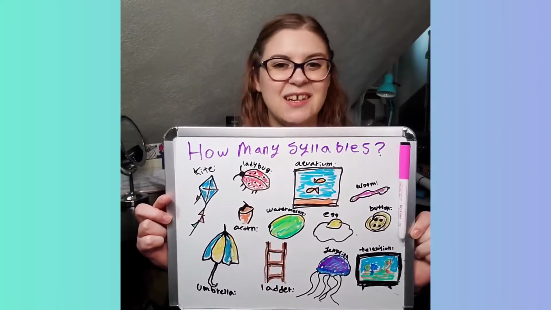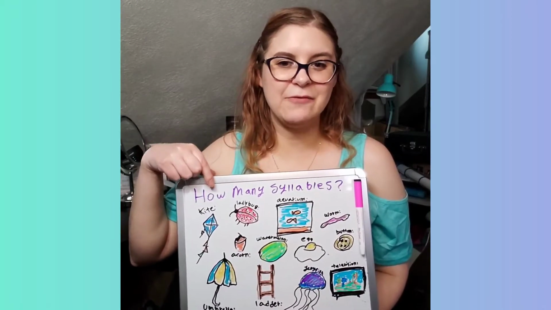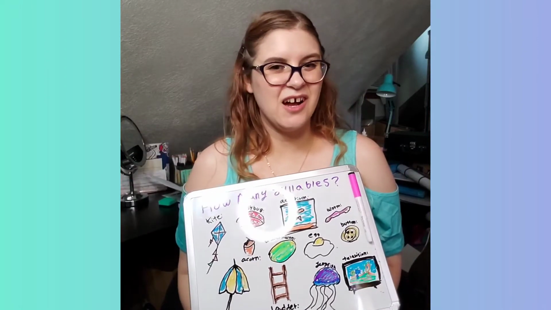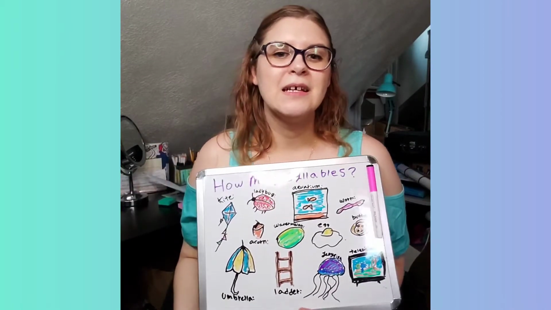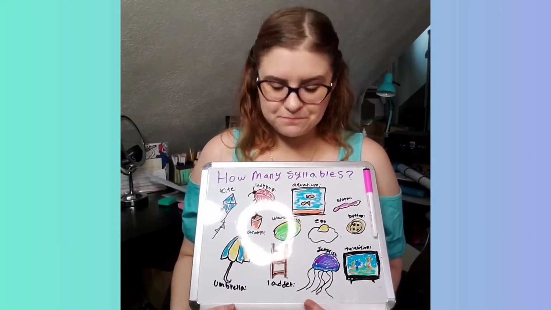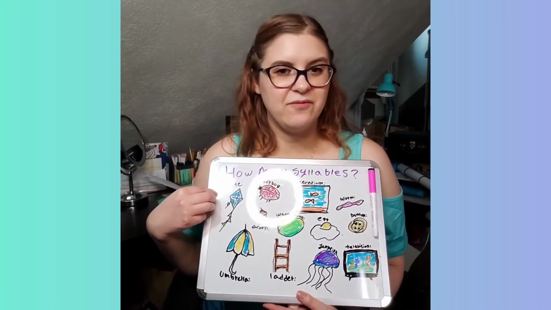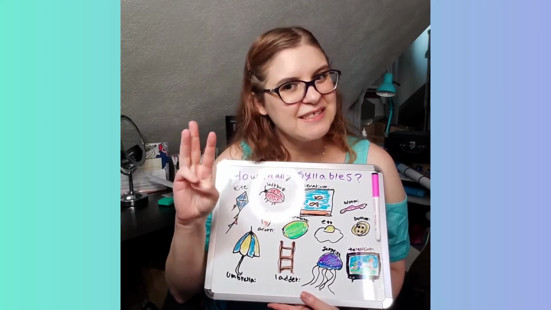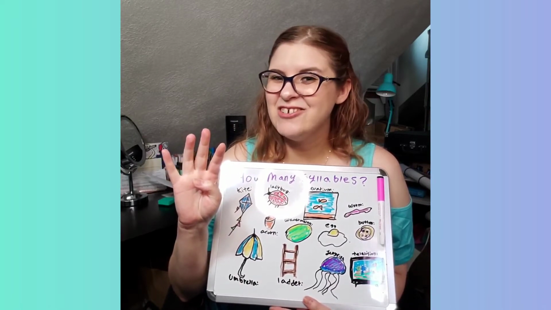So for this game, I drew a bunch of pictures and I put their names next to each picture. And at the top of my board, I wrote how many syllables. Oh, even syllable is kind of a long word, especially if you add an S at the end for syllables. So let's see how many syllables all of these things have. There will be a few with 1 syllable, a few with 2 syllables, a few with 3 syllables, and even a few with 4 syllables. But I know you can do it.